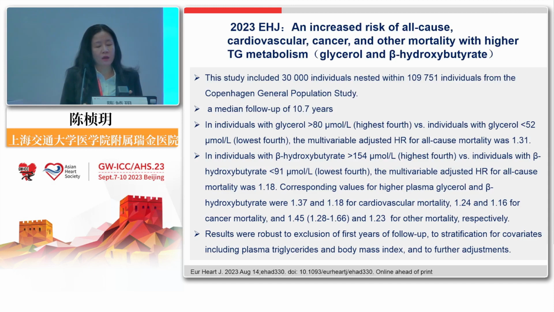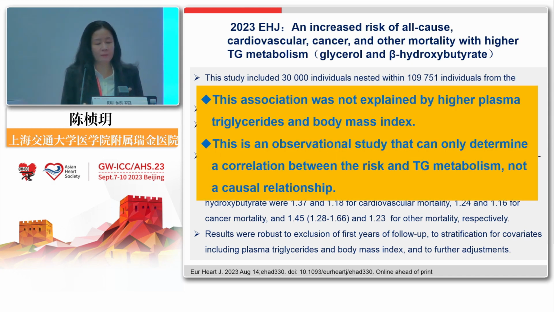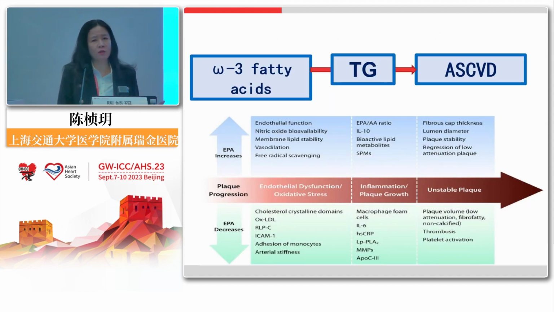Another brand new study published recently showed an increased risk of all-cause, cardiovascular, cancer and other mortality with higher TG metabolism. But this association was not explained by higher plasma TG and BMI. This is an observational study that can only determine a correlation between the risk and TG metabolism, but not a causal relationship.